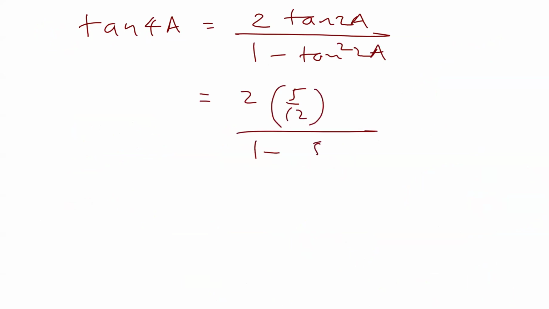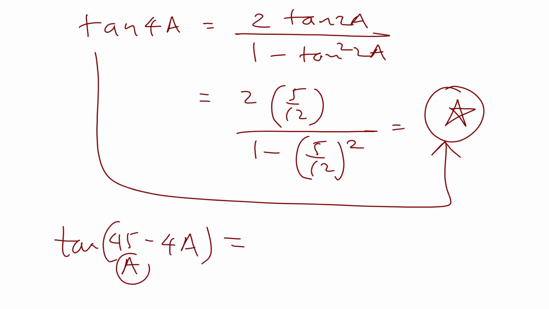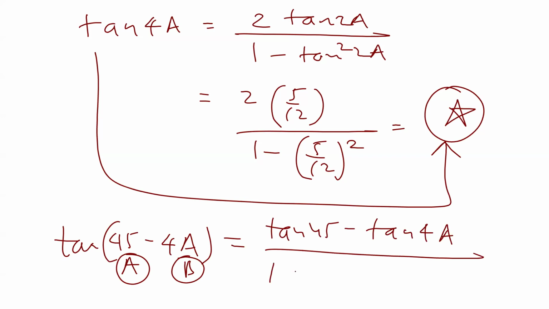Okay, 1 minus (5/12) the whole square. This is how you'll get the value of tan 4A. Okay, and tan(45 minus 4A), we can use the compound angle formula. This is A and this is B. So (tan A minus tan B) upon (1 plus tan A tan B).